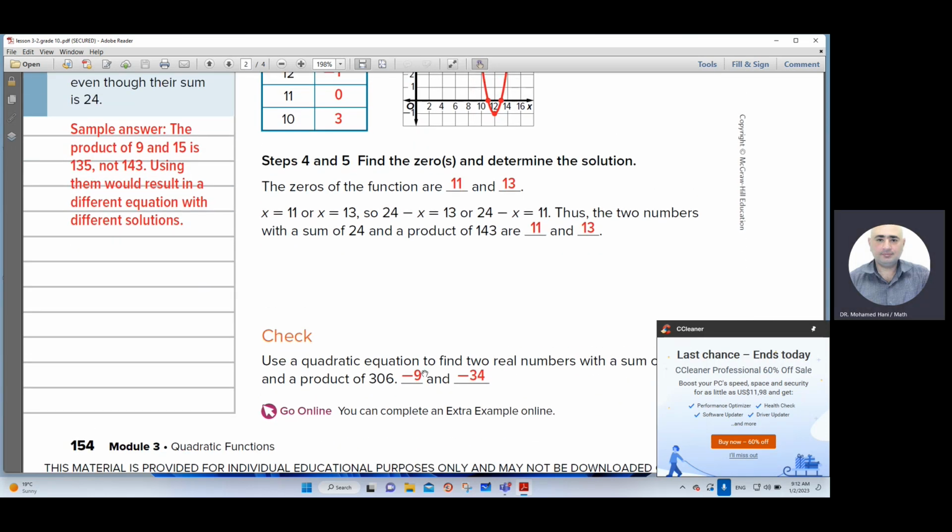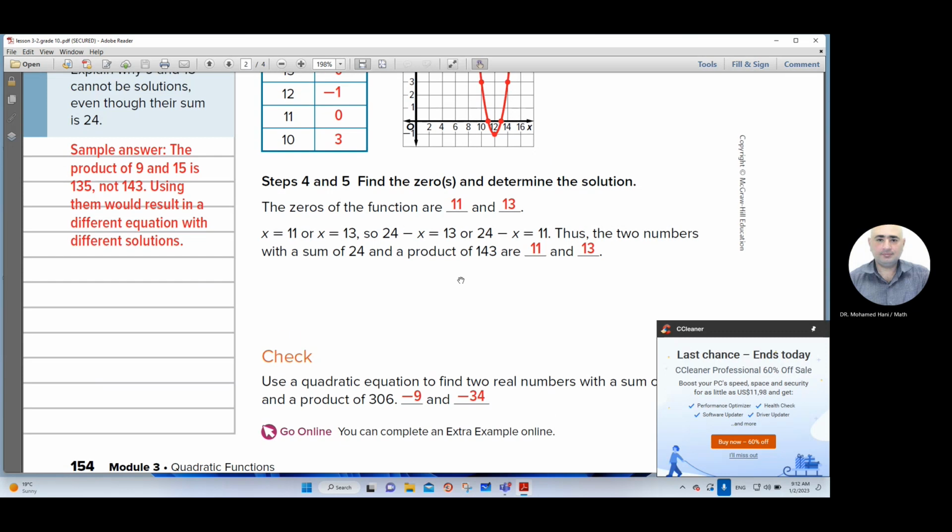So how to check? You can add: is 11 plus 13 equal 24? Yes. Is 11 times 13 equal 143? Yes.